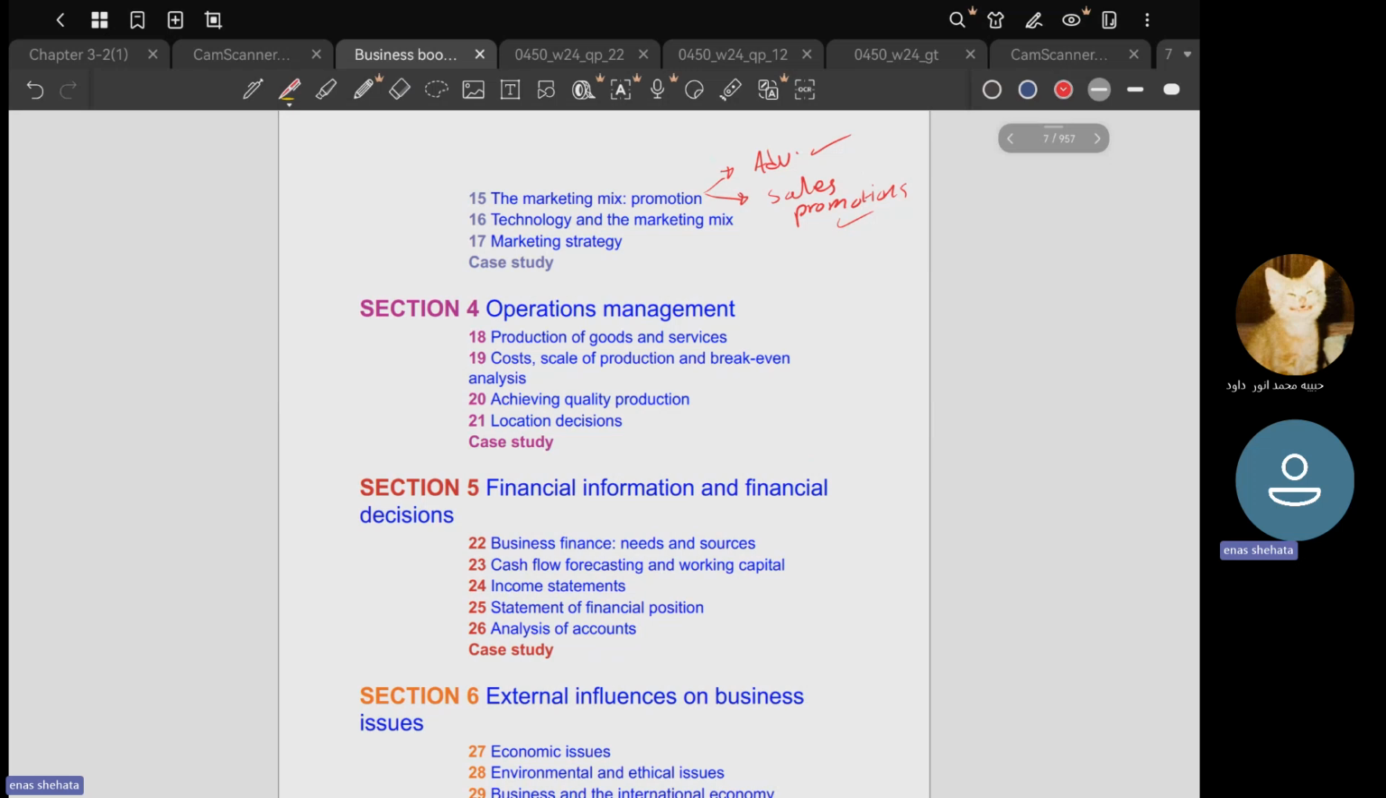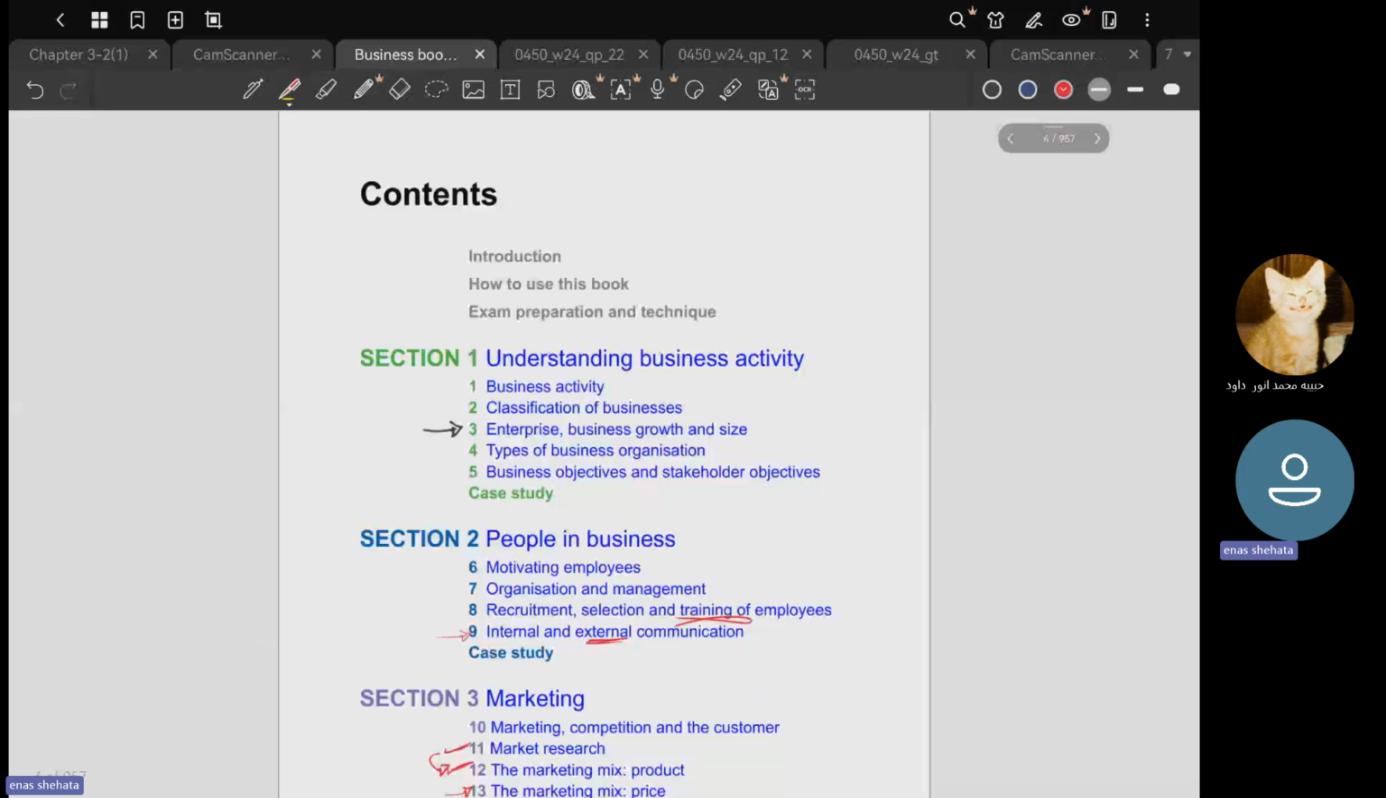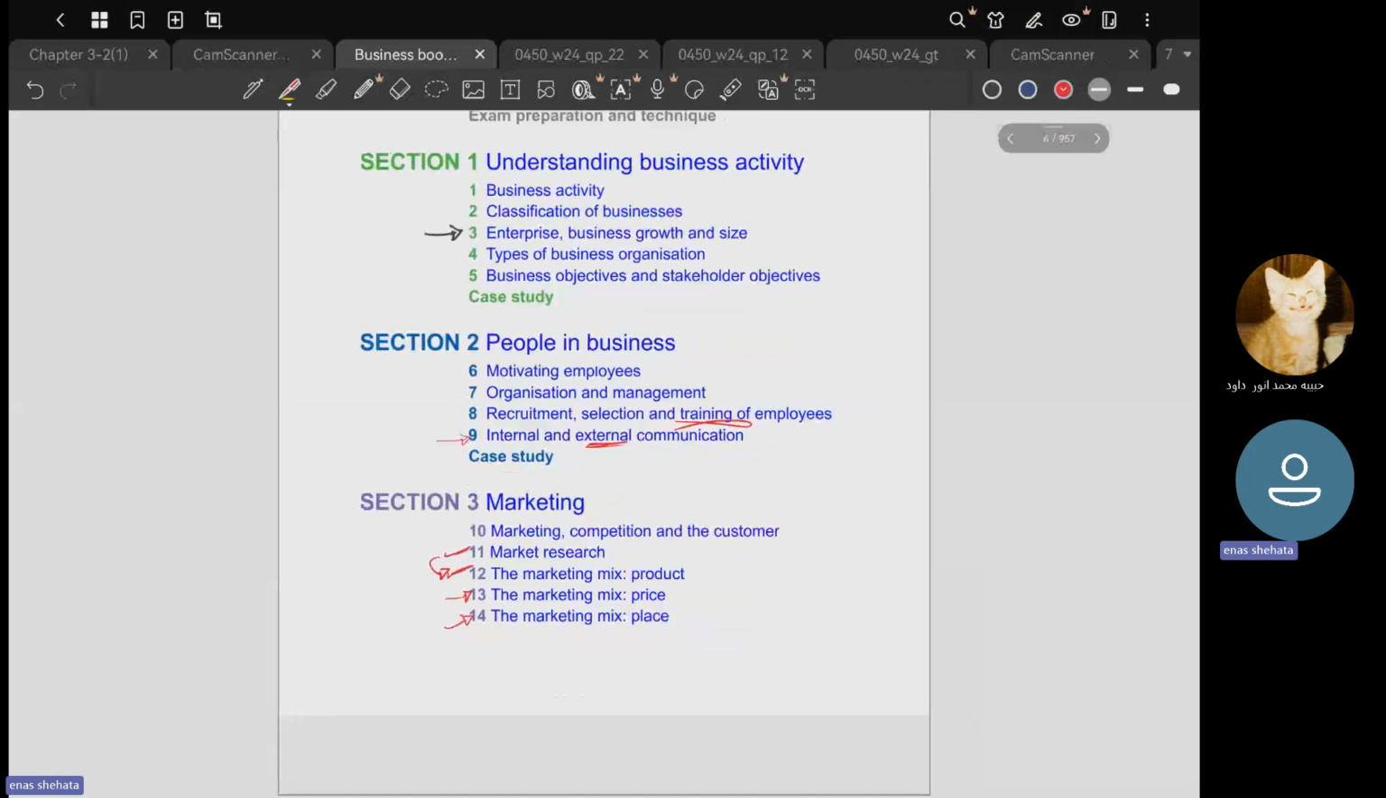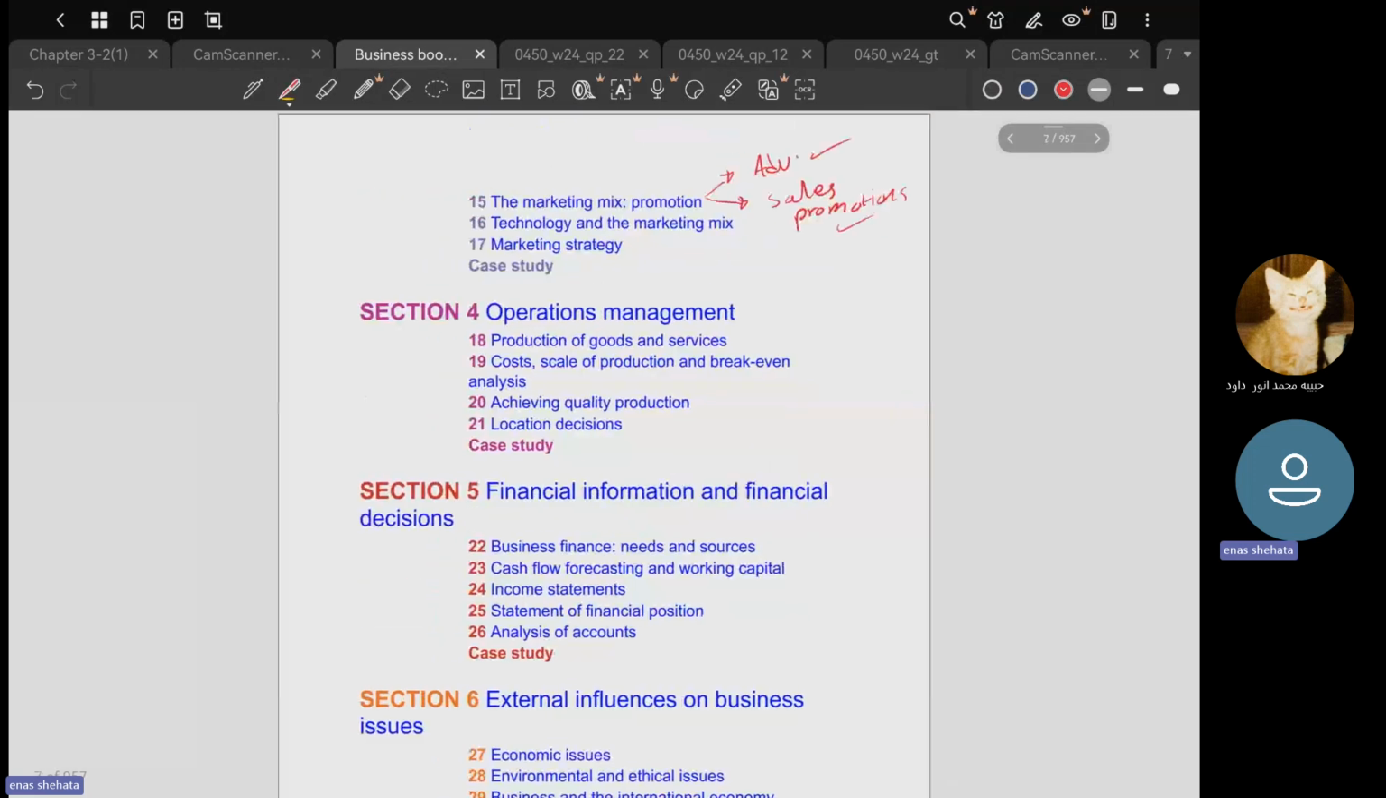And technology and the marketing mix. Nowadays, there is heavy technology in the market, so we can use this technology in promotion, for example, in many things in our product and marketing strategy. How you will make a strategy for the product, how you will make the four marketing mix elements, how you will make the product, price, place, and promotion for your product. What's the strategy that you will make for your product?